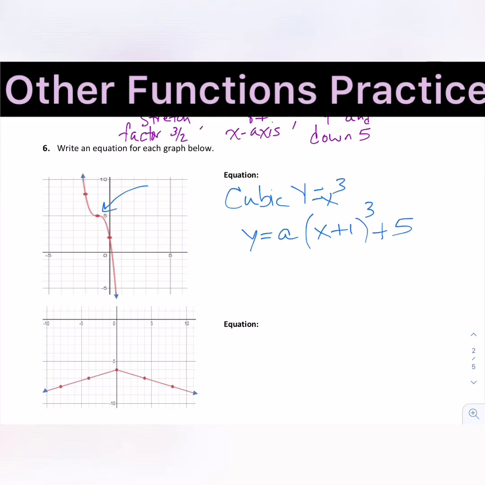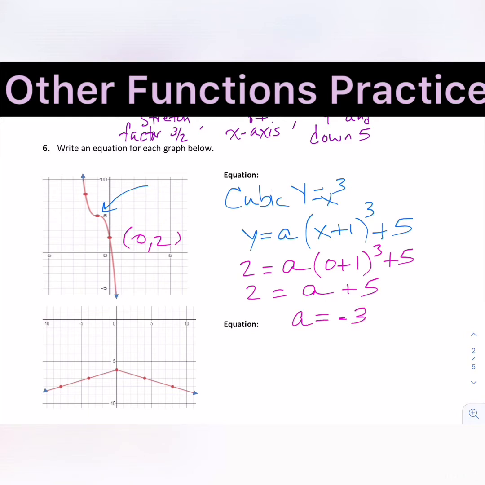So I need to take another point. I'm going to choose this point here of 0, 2. This point here is 0, 2. So let's get that on here. And I'm going to plug that point in to this. So 2 is my y value. A is unknown. 0 is what my x value is. And that's going to give me 2 equals a plus 5. So a is negative 3.